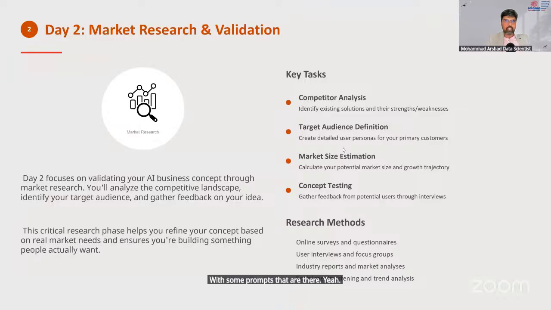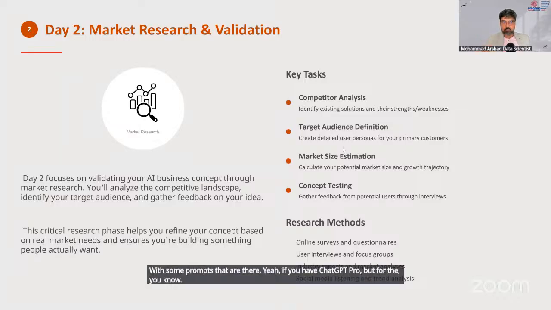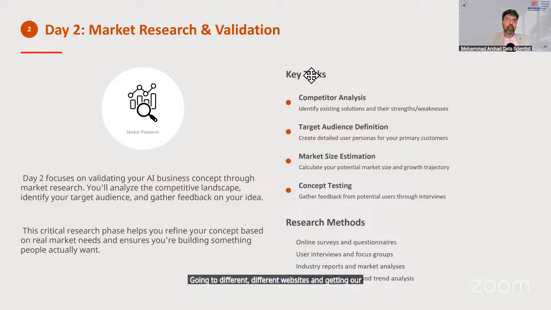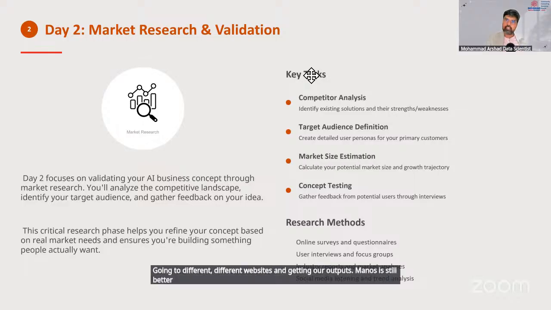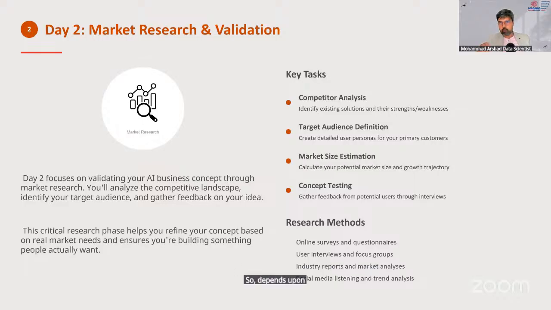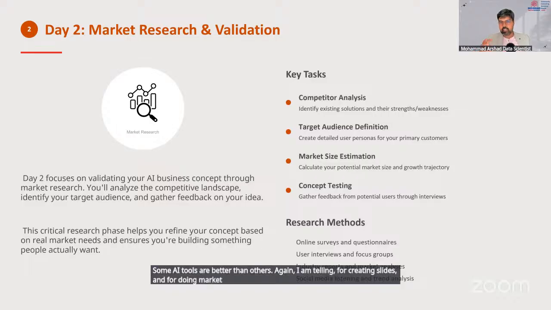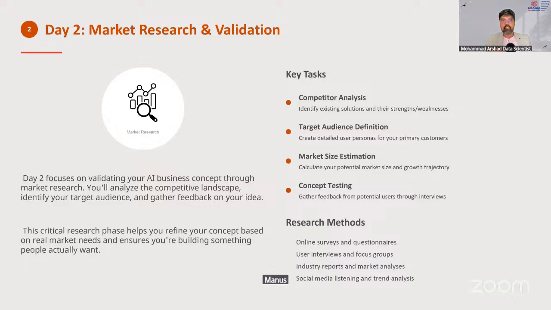Yes, ChatGPT Pro, but for complex topics like building slides, doing research, going to different websites and getting outputs, Manus is still better. Claude for writing is great, yes. So it depends upon all of you. That is one message to everyone in this chat: for every use case, some AI tools are better than others. Again, for creating slides and for doing market research, which is operator-based work where you open websites and do research, Manus is one of the best that I feel. For writing, Claude is better.